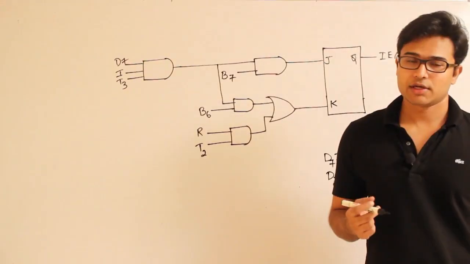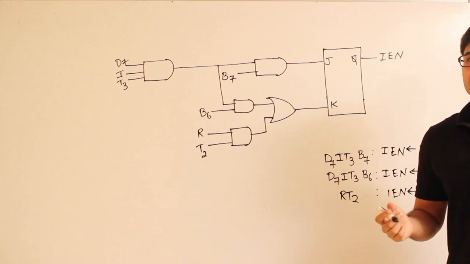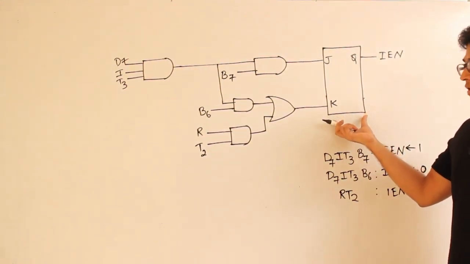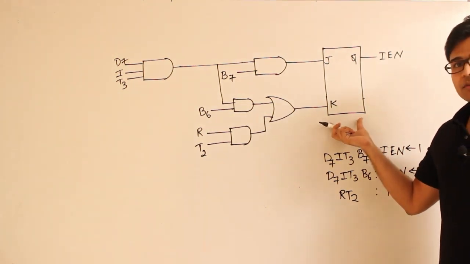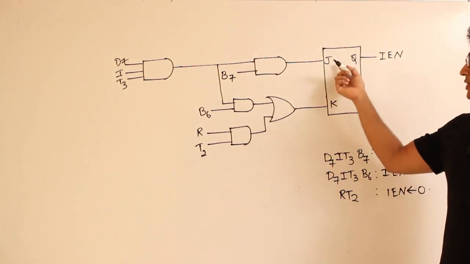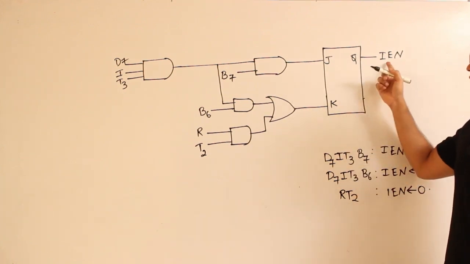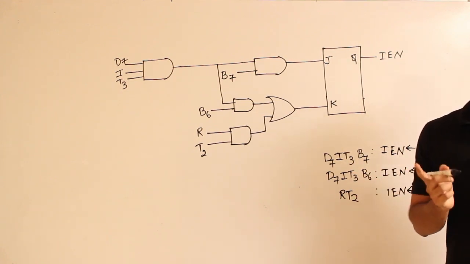Now let's see what are the control inputs that have to be given to the flag IEN. IEN is the interrupt enable flag. We know that a flag is simply 1-bit storage, therefore we are using a flip-flop, and in this case I am using a JK flip-flop. And what are the various things that I am performing in IEN? I am sometimes trying to enable it and sometimes trying to disable it.